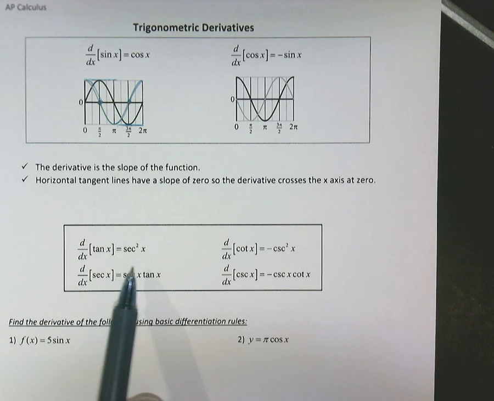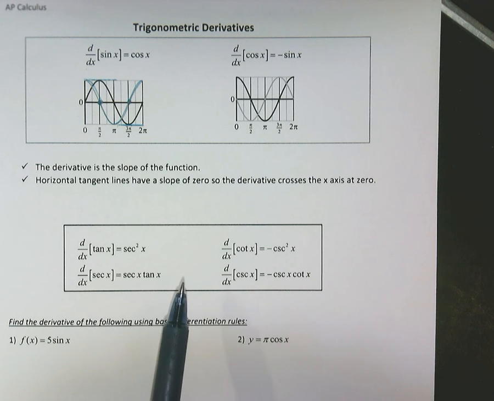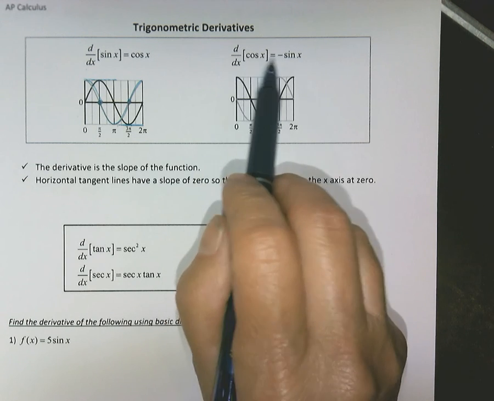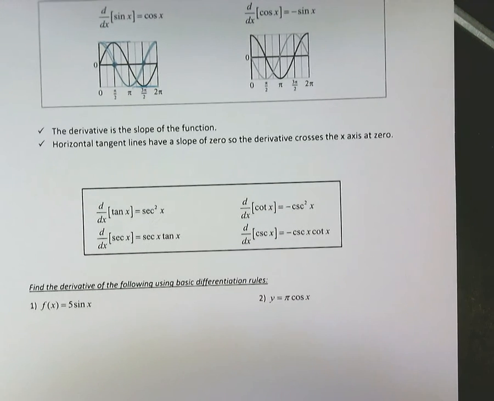Everything that begins with a c, when you take the derivative, becomes negative. Negative cosecant squared. Negative cosecant cotangent. And that works for cosine too. Cosine, negative sine. So now I'll show you these.